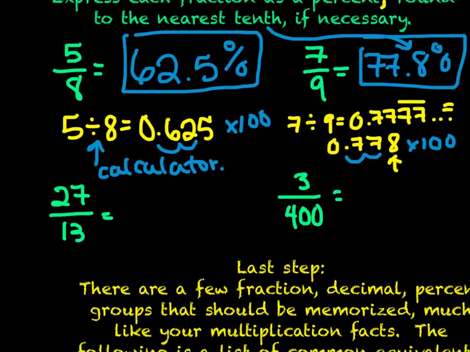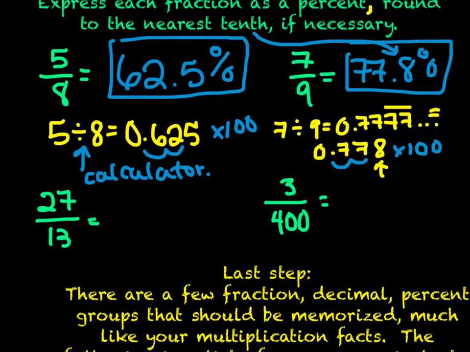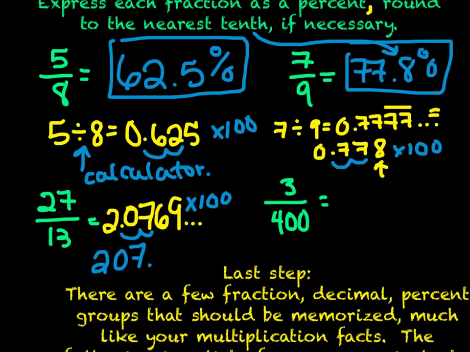Let's try 2 more problems. So we have 27 divided by 13. That equals approximately, if we put that in a calculator, we get 2.0769, and so on, and it keeps on going. So now we need to write this as a percent, so we're multiplying it by 100, moving that decimal point over two place values, and we get 207.7%. Final answer.